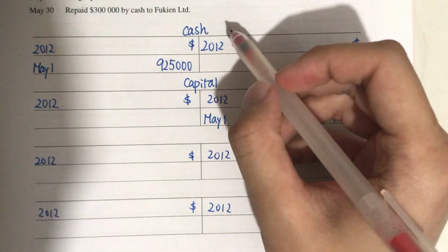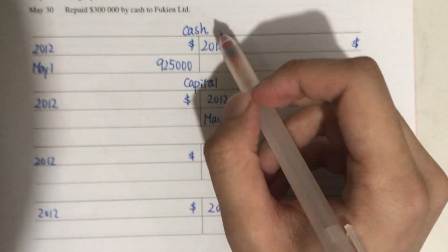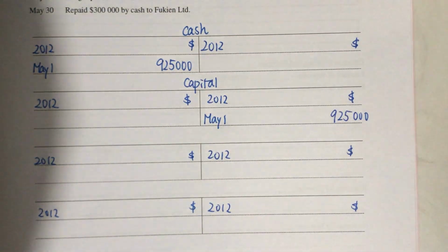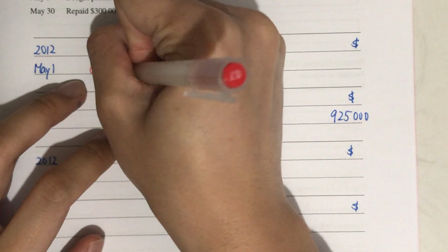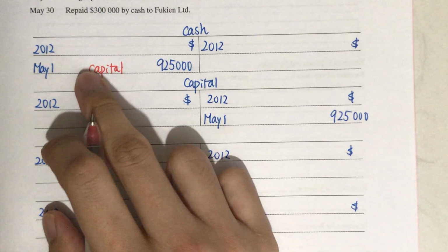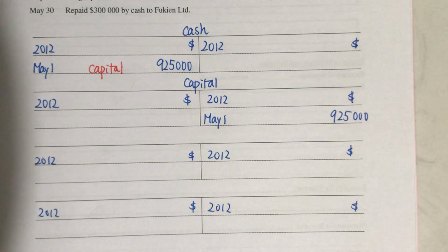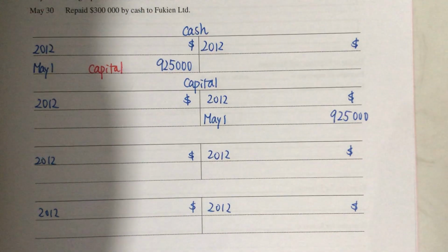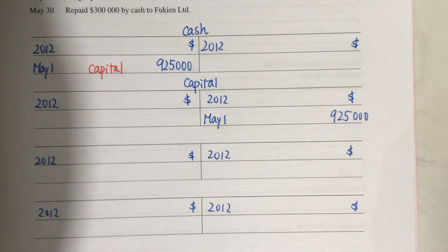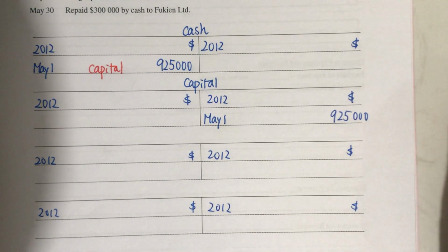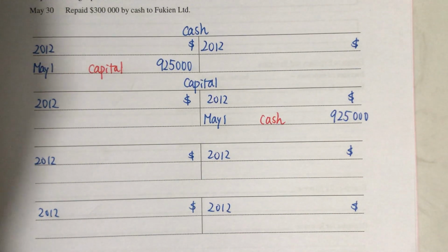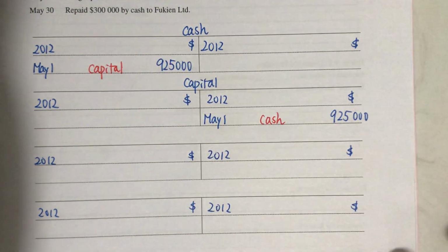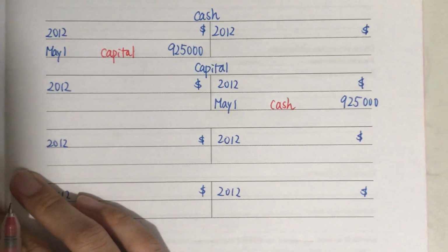Then we will figure out which word we need to put in the middle of both accounts. For the cash account, you will see what the source is for the cash. We know that it comes from the owner, so we put capital in the middle of the cash account. And for the capital account, we put in the source in terms of cash. So we put the word cash in the capital account. So you will see this is a transaction. And the second event.